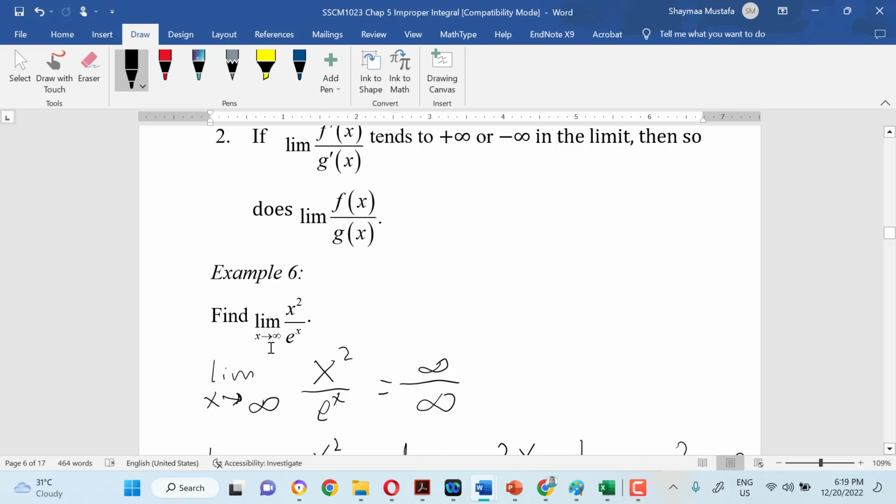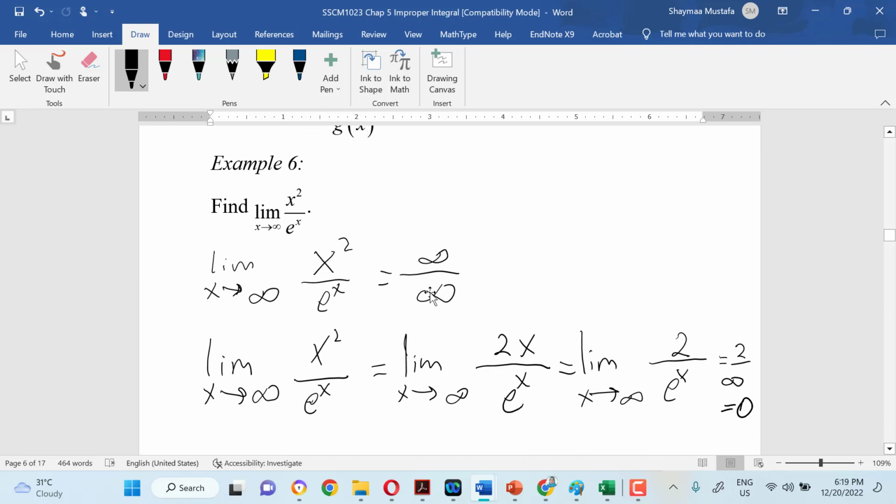So I will apply it here for this example: the limit as x goes to infinity of x squared over e^x. Direct substitution gives you infinity over infinity. When substituting x by infinity, infinity squared is infinity, and e to the infinity is infinity. So I have infinity over infinity, which is undefined. I have to apply L'Hopital's rule.